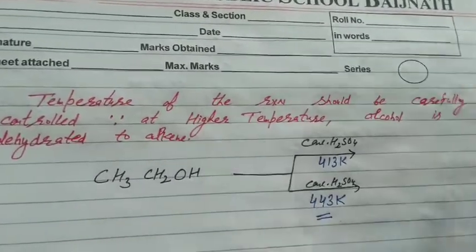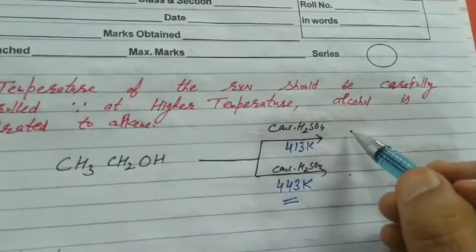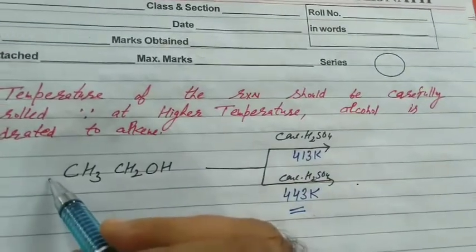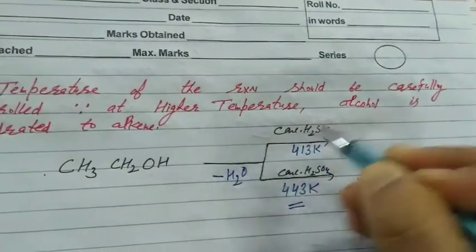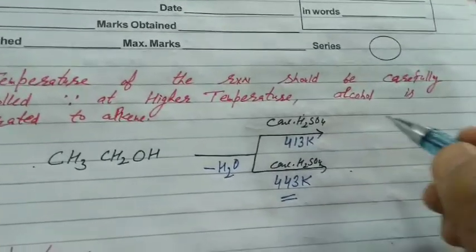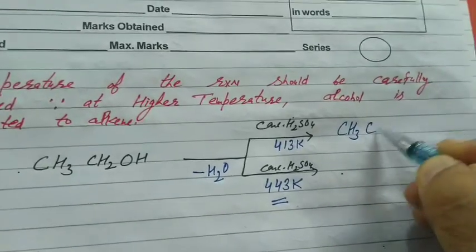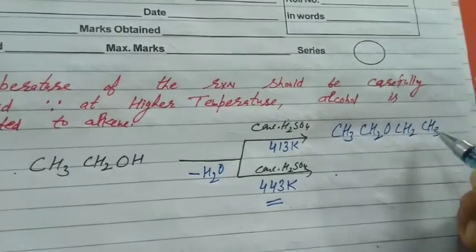At higher temperature, the product is alkene, and at 413 temperature, the product is ether. Because at 413 Kelvin temperature, it is bimolecular. Two molecules participate, what will happen? Dehydration. In both routes, dehydration will occur because we use concentrated H2SO4. In this route, it is bimolecular and we got ether, CH3CH2O CH2CH3. It's bimolecular.